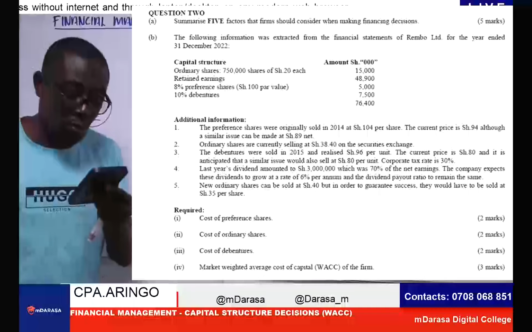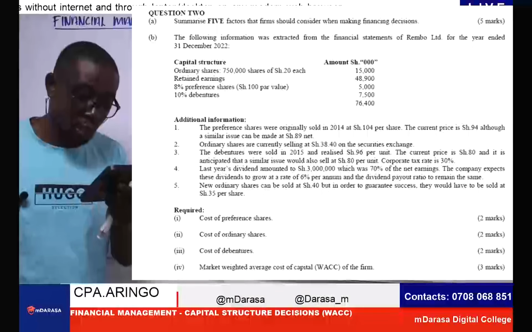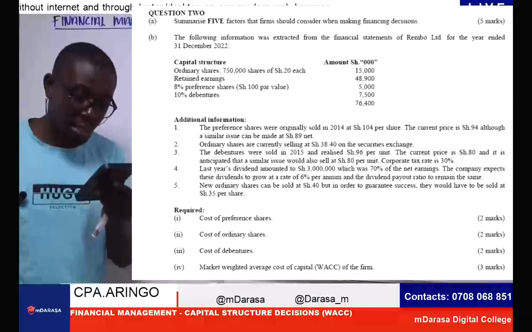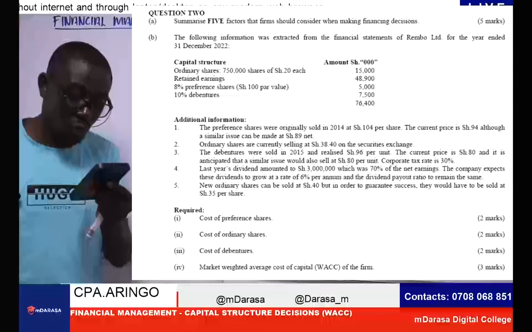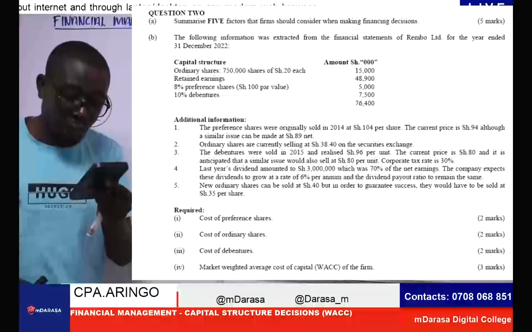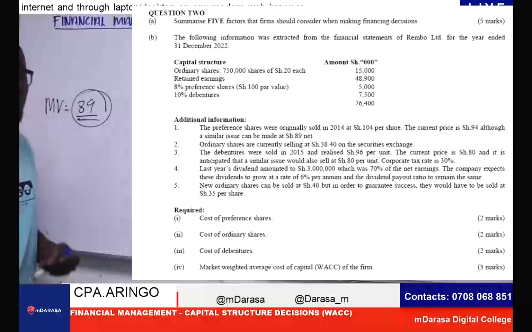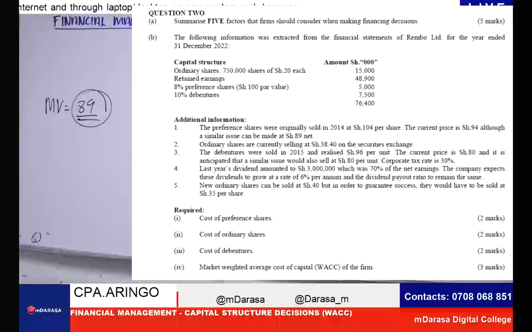The examiner wanted us to compute, number one, the cost of preference shares, cost of ordinary shares, cost of debentures, and the weighted average cost of capital, WACC, of the firm. So once given that question and once we've gone through the analysis, things should be very easy on our end. So how are we going to work it out?